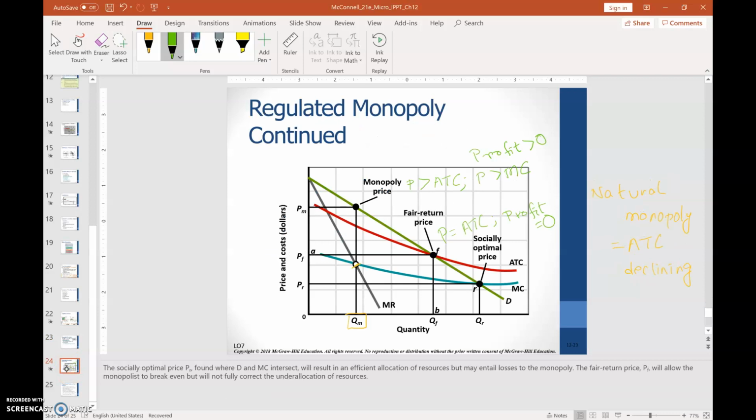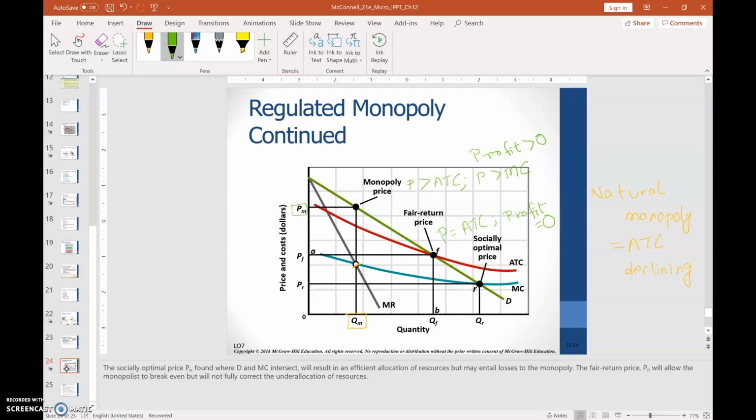In this slide, we have the demand and cost conditions of a natural monopoly. Natural monopoly means the average total cost is declining. QM is the monopolist output. We get QM at the intersection of marginal cost and marginal revenue. We go all the way to the demand curve and we get the monopoly price.